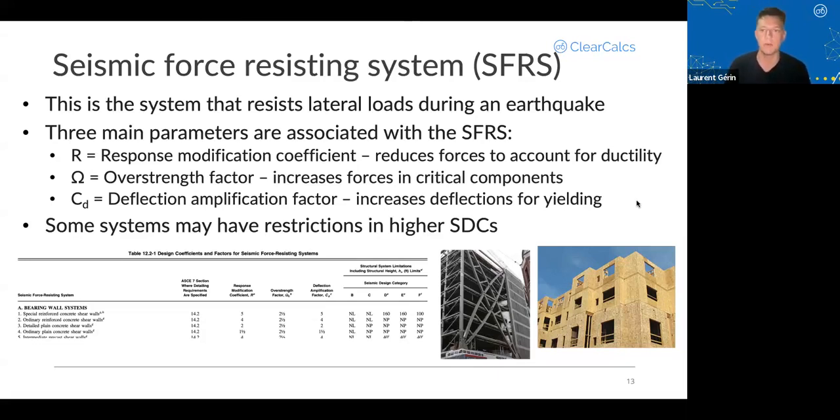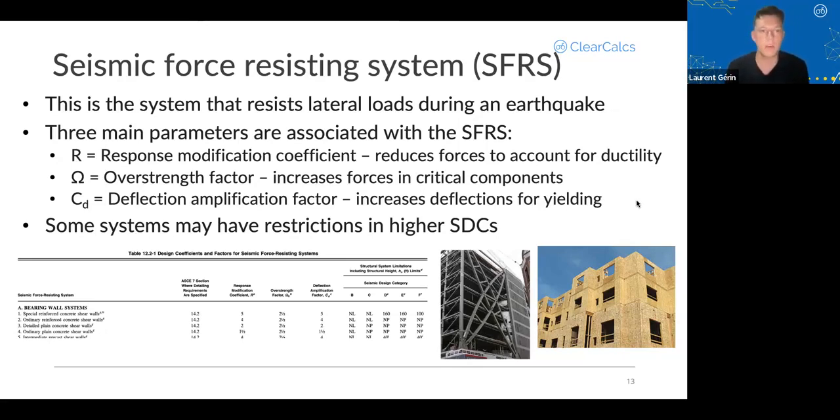Basically, what it's there for is making sure that those critical components that don't really have any ductility but are super critical to maintaining a load path for your seismic loads, making sure that they're actually strong enough for the worst case where your steel or your wood or whatever ends up being stronger than you expected.